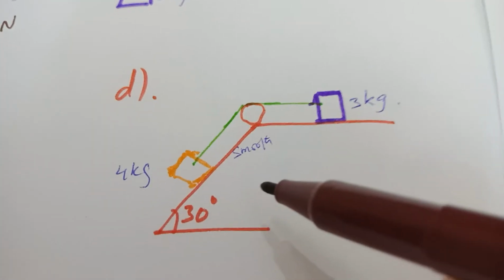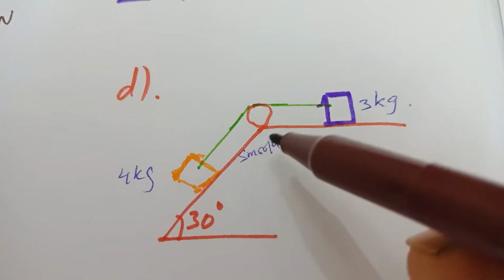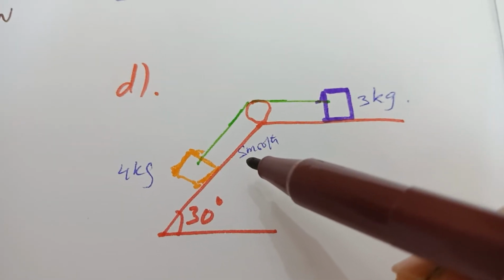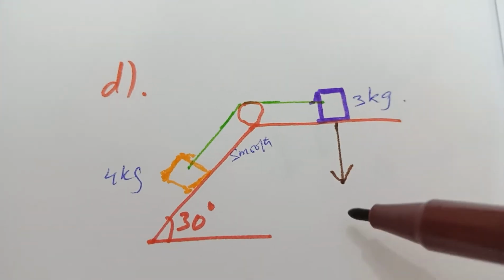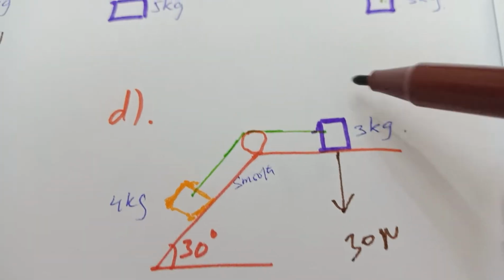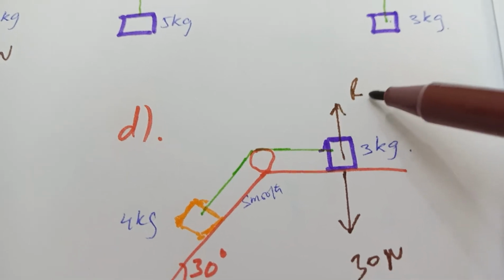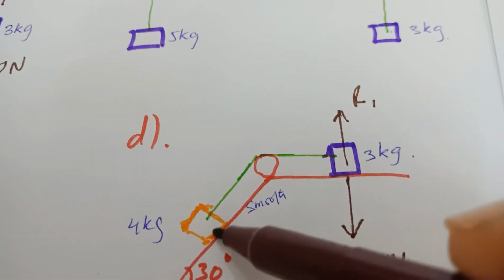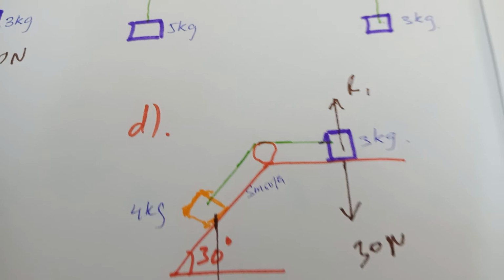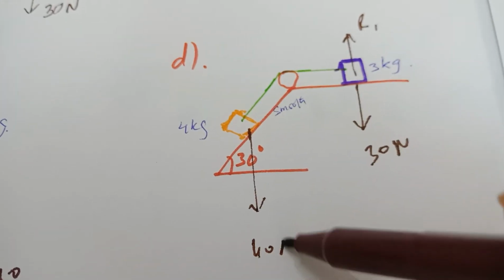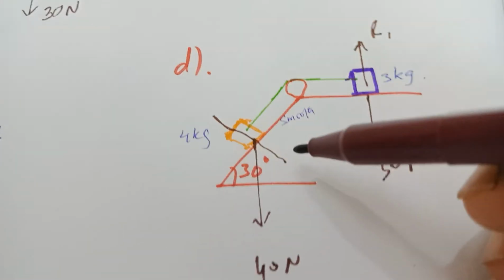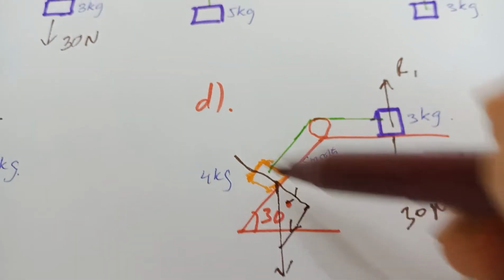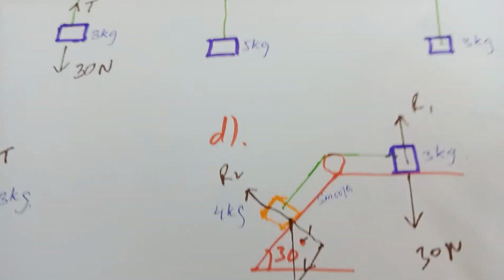Okay, now moving to the D part, we're given that this is a smooth surface over here. First of all, you have this 30 newtons, and here is the R. Let me call this R1. This guy's weight is going to be 40 newtons. Guys, this diagram is coming again and again in your lives. So you will be resolving it like this. Let me call this R2 for this block.